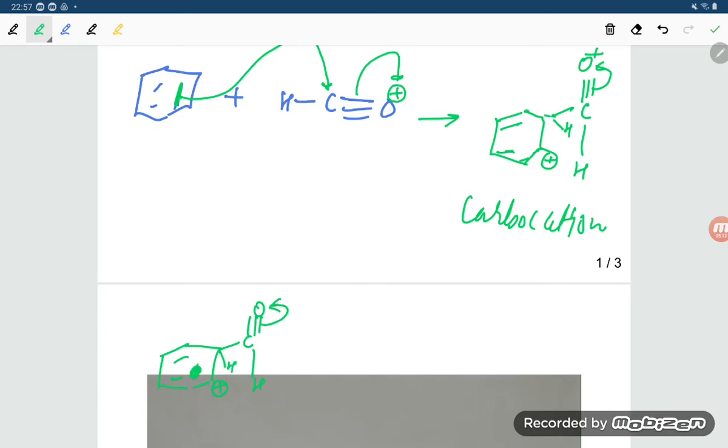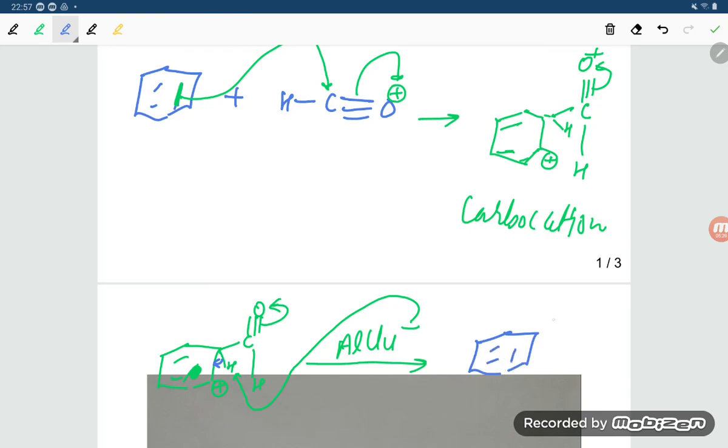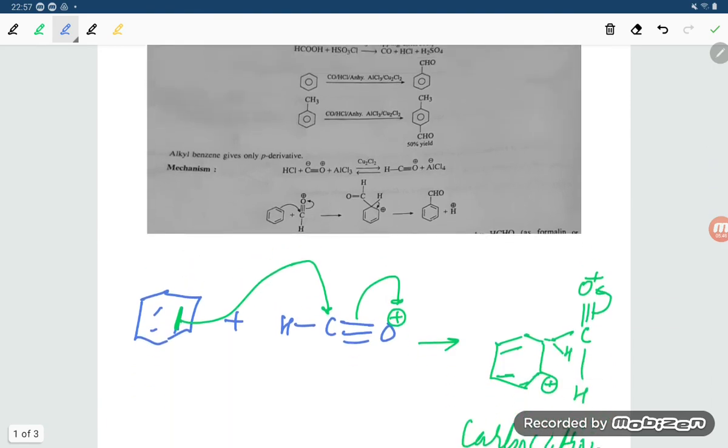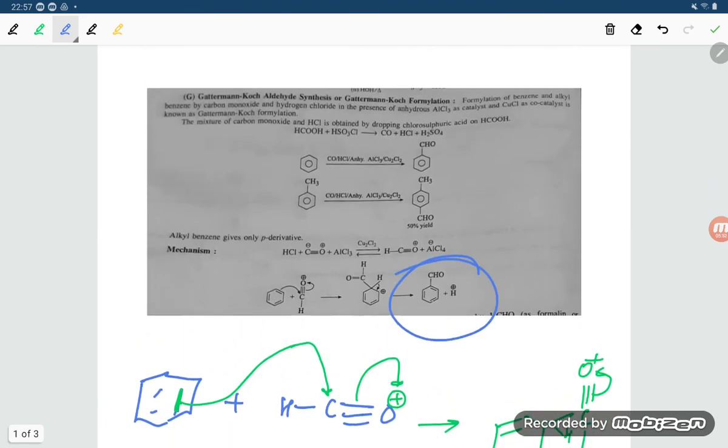This was wrongly mentioned, student. So here we are having AlCl4 minus, and this will attack on this. So this bond is being shifted here. How will the final product be like, student? We are having CHO plus HCl plus AlCl3. So this is what is known as benzaldehyde. In this reaction the product is benzaldehyde, and the total reaction is known as Gattermann-Koch aldehyde synthesis. So this is our final product. Thank you so much for watching, friend.